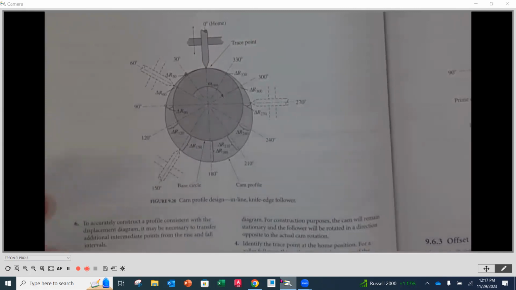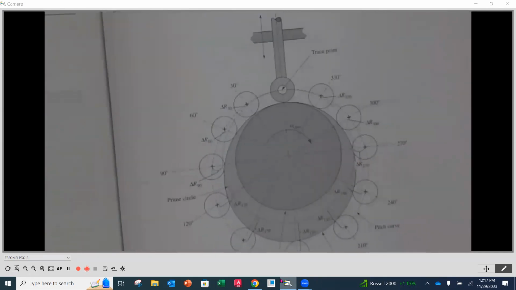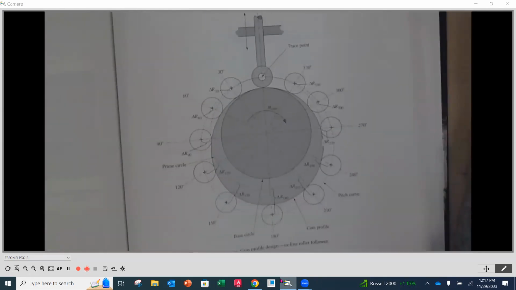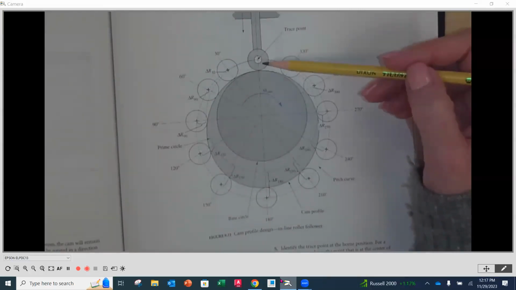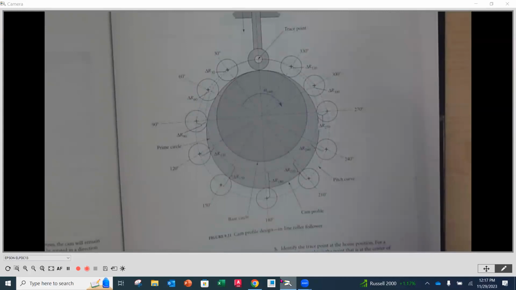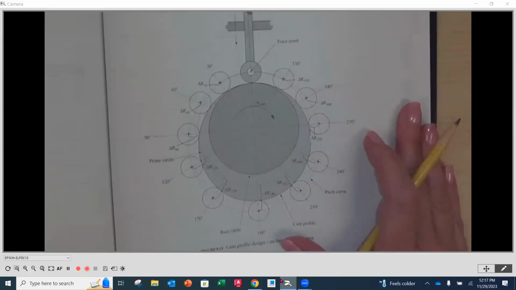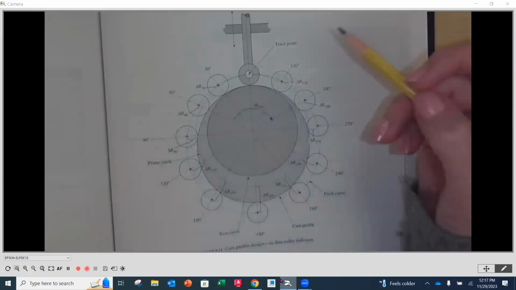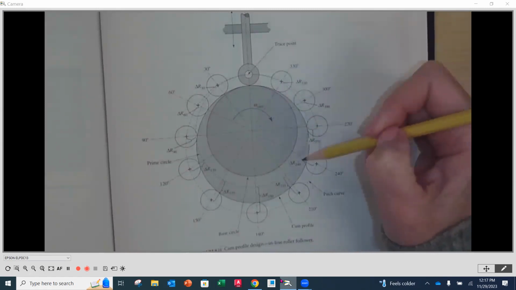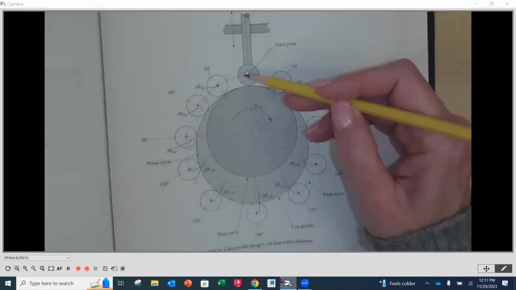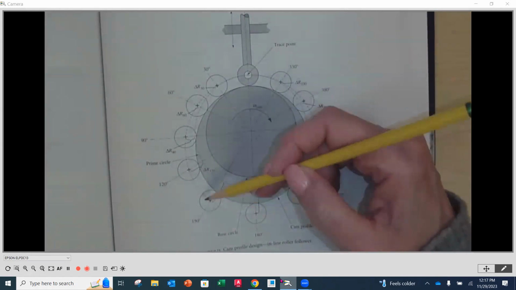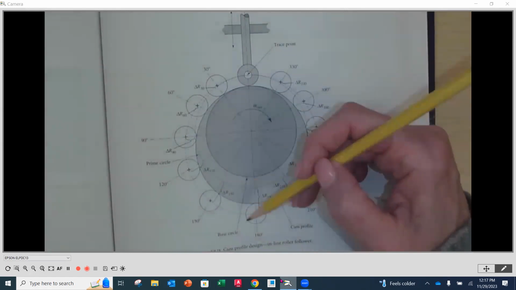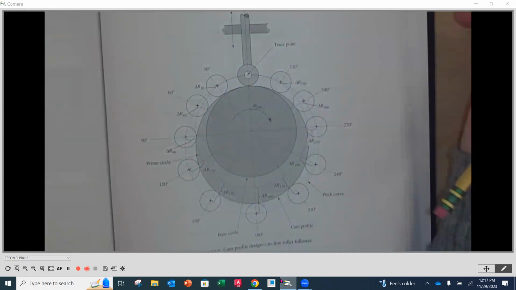Yeah. The next one you're going to notice is very similar, except this time, instead of a knife edge, we just have a roller. So there's one extra circle and one path. The extra circle is going to be the trace circle, okay? And the other one is what they call the pitch path. And that's going to be around here where those rollers are going to sit.